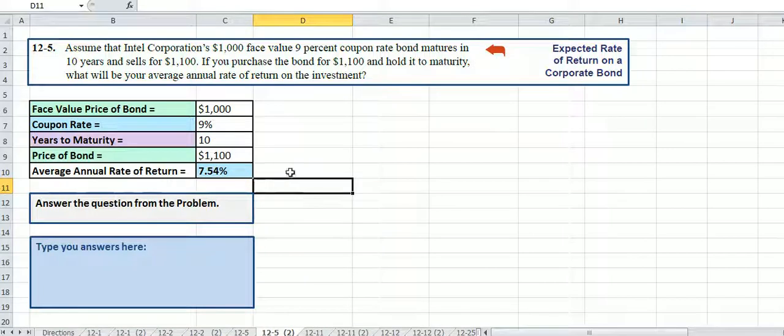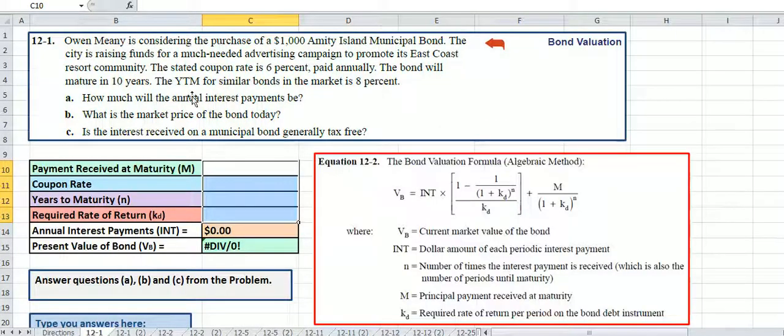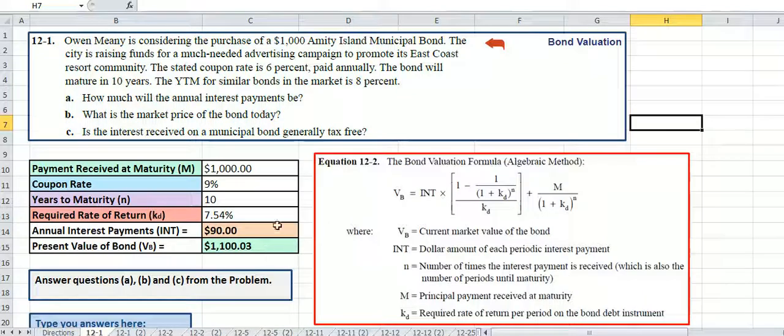Now, the other way we can see this is if we go back to problem 1 and use this 7.54 as the yield to maturity for similar bonds in the market. If we say this is our opportunity cost, so if we put in our $1,000 for the face value of the bond, coupon rate was 9, years to maturity was 10, and then if we use that 7.54 right here that we computed just now, we can see that the present value of the bond is 1,100. So this sort of proves out that when the required rate in the market is lower than the coupon rate, or the interest rate the bond is actually paying, then the price of the bond is going to be higher than the face value of the bond.